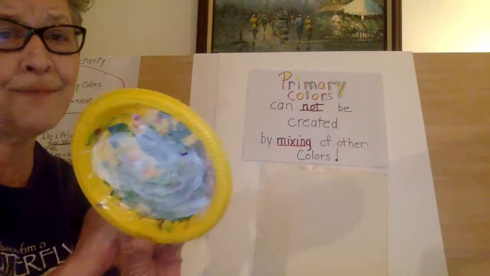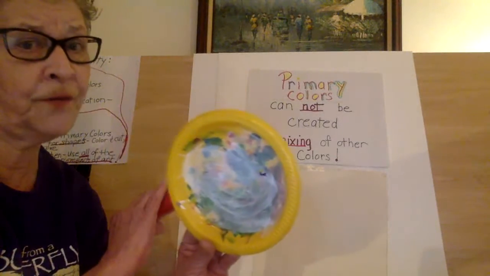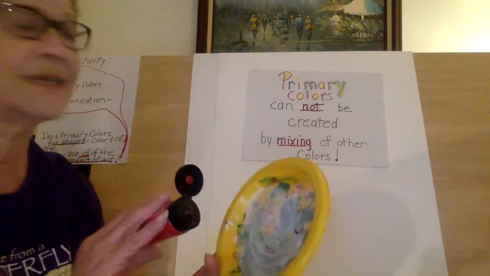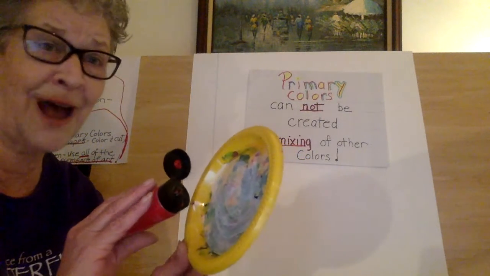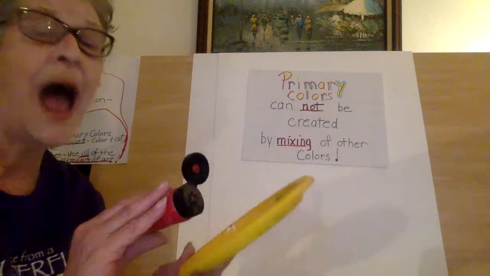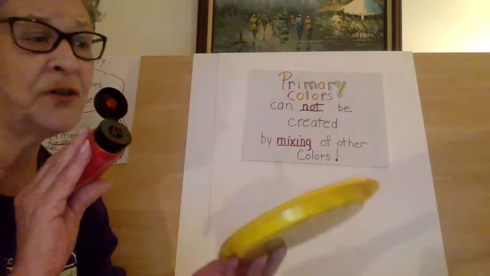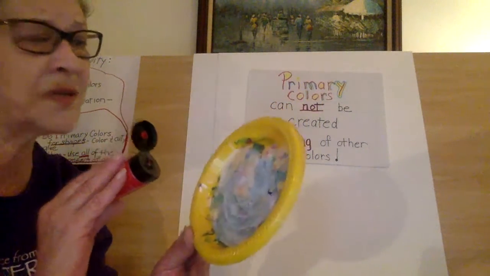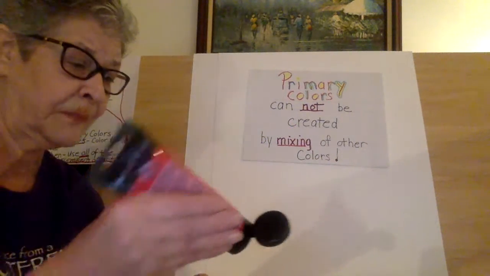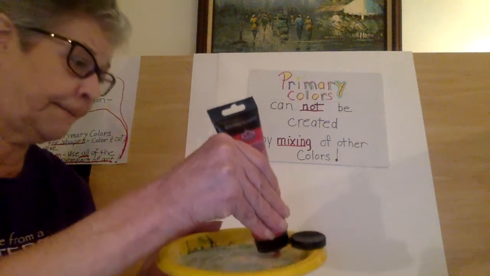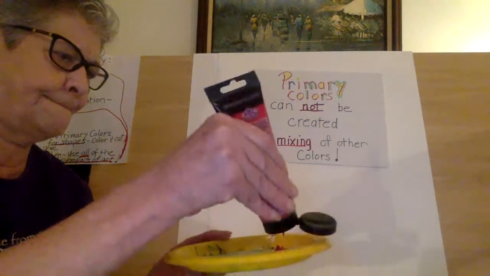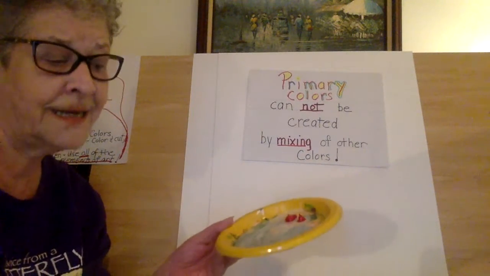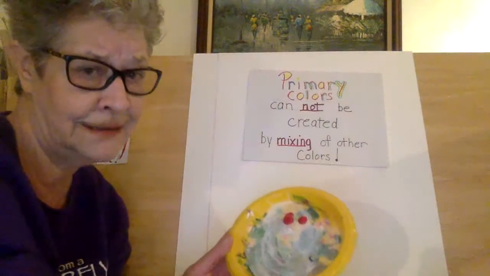Now you can see my paint palette is sort of messy, isn't it? I just lost something. I don't know what it was, but there was a drop. It happens. My palette is just a yellow plastic plate that I've been using for over a year. I'm going to put a drop of red on it. See? Red is a primary color.